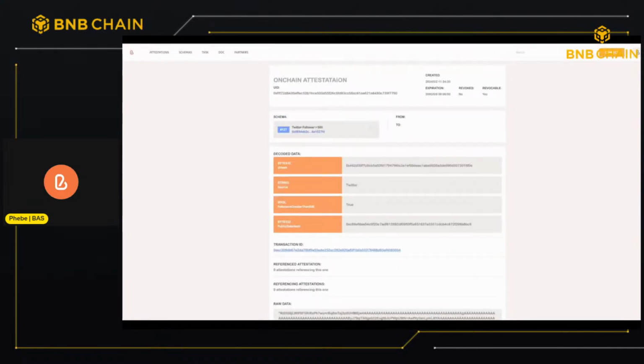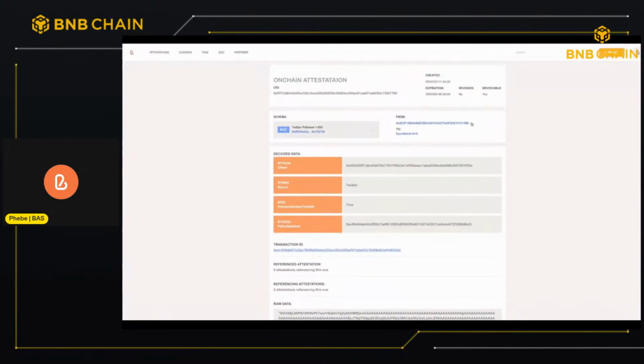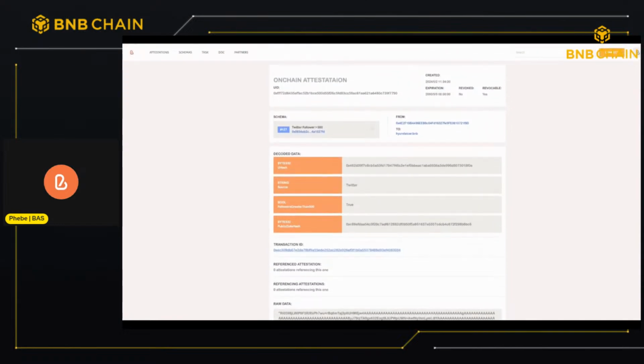The next concept is attestation. An attestation is data with proof that can be used to verify the validity defined in the schema. Attestations provide a standard for users to import any data into Web3. Within BAS, attestations can be created on-chain and off-chain. Users can store the off-chain attestations in Greenfield to provide access control for the attestations.